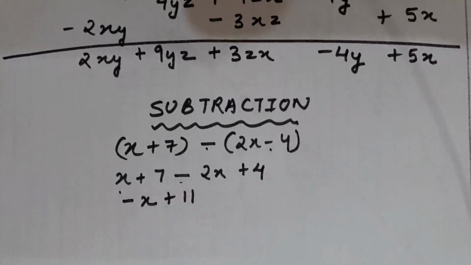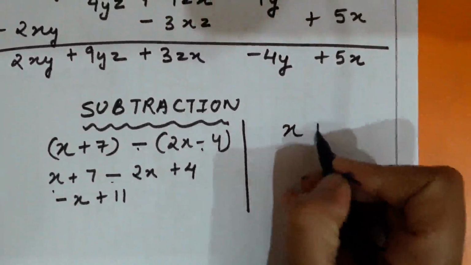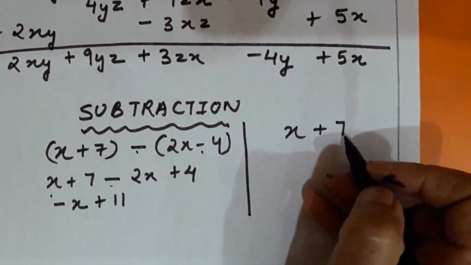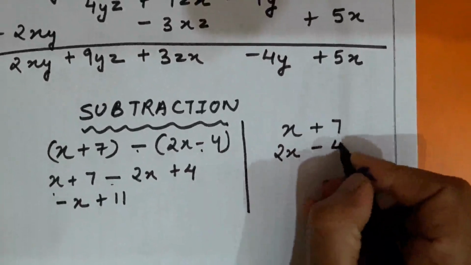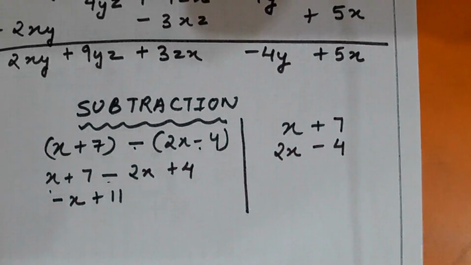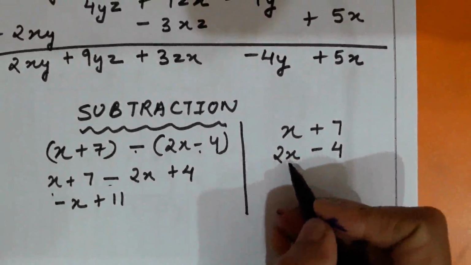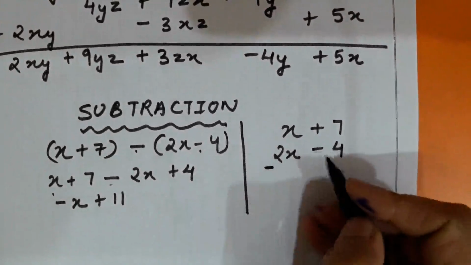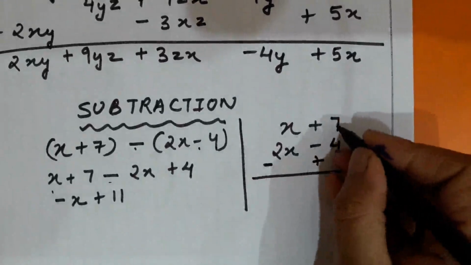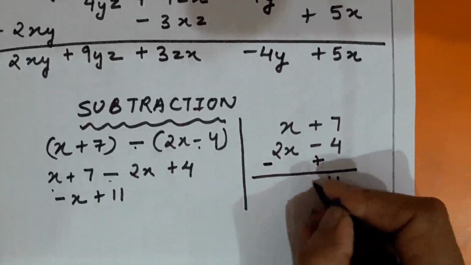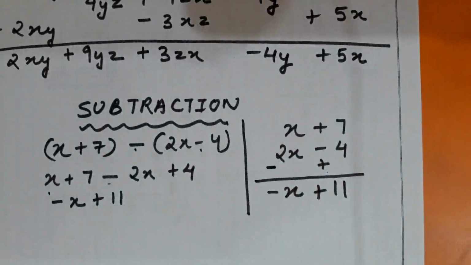So the same you have to represent in the rows method. How can you do that? Let's see. See, x plus 7 is the first expression, 2x minus 4 is the second expression. Now you have to subtract. When we have to subtract, children, we have to change the sign of the lower one. So 2x has a positive sign, it converts into negative. This has a negative sign, it converts into positive. Now 7 plus 4 gives you plus 11. x minus 2x gives you minus x. Okay, in this way you can easily do the subtraction.